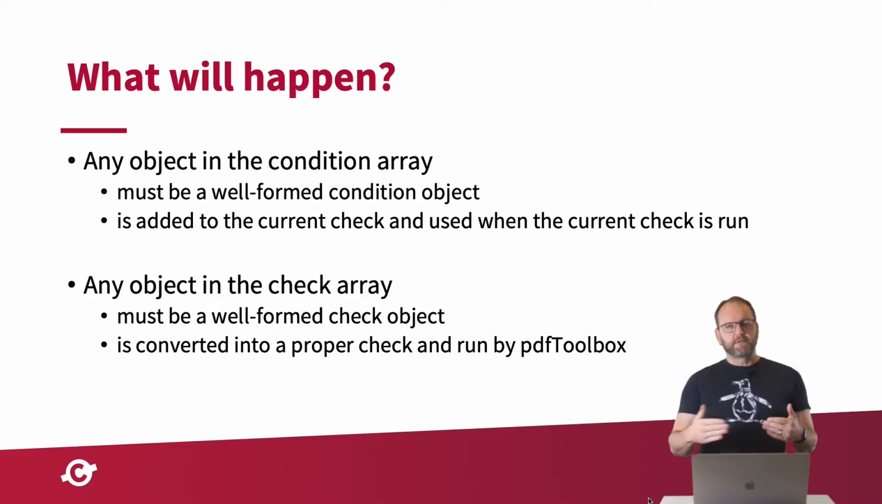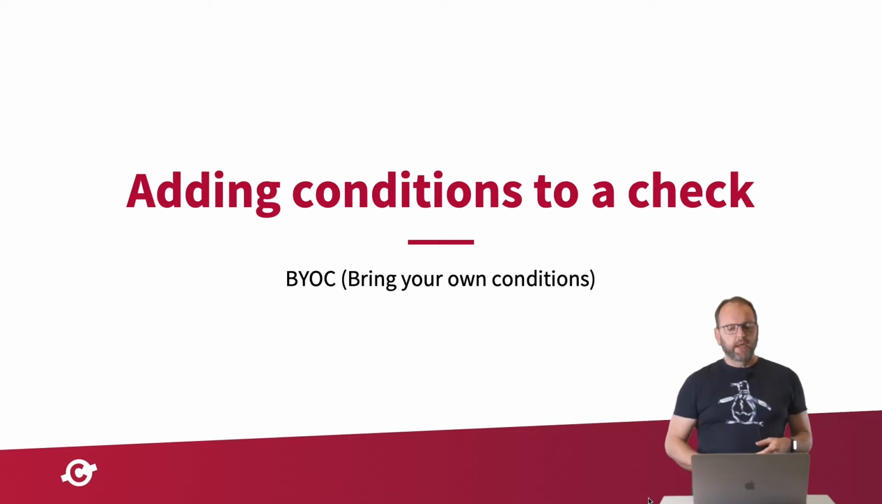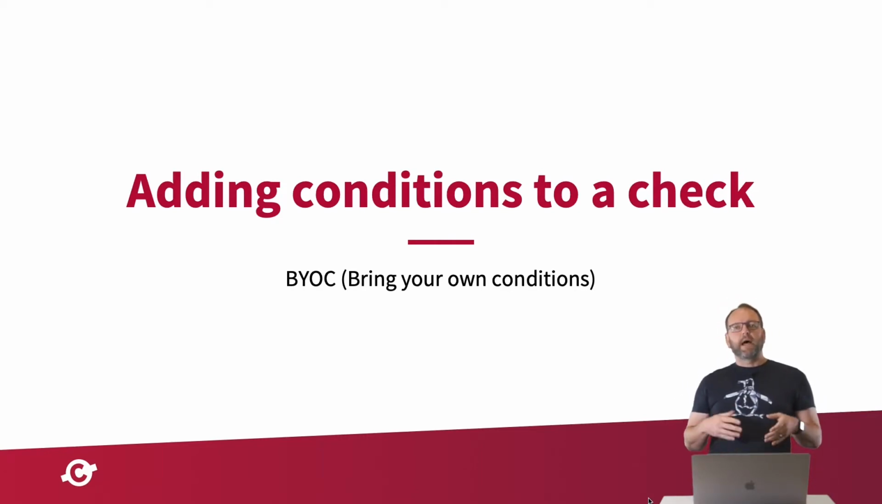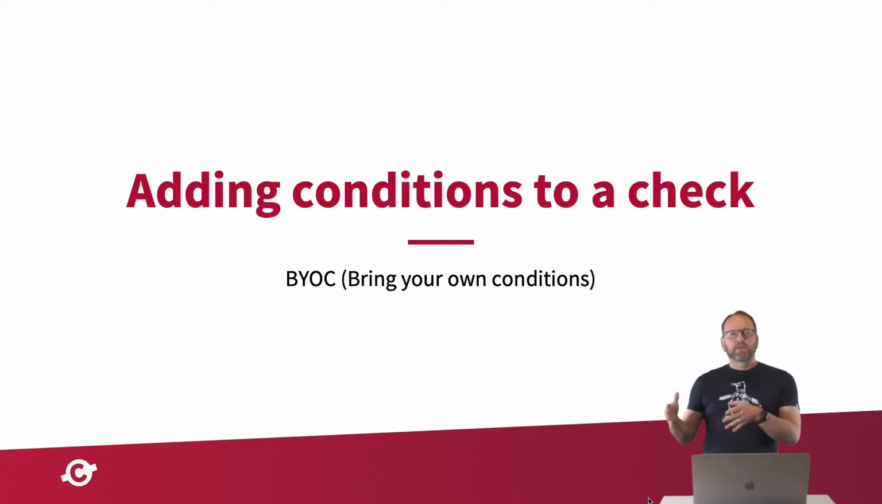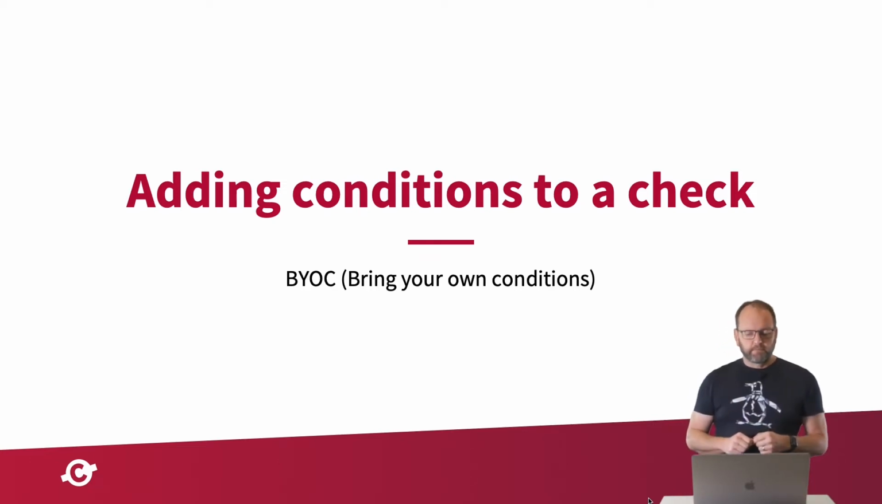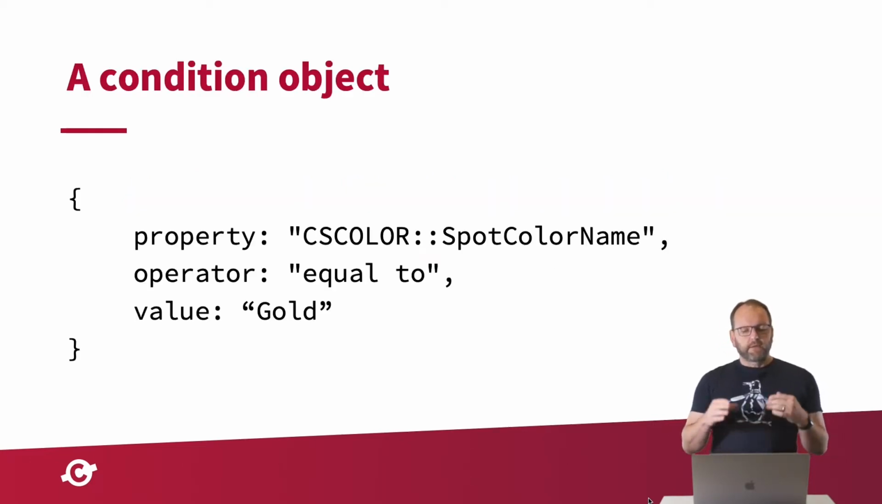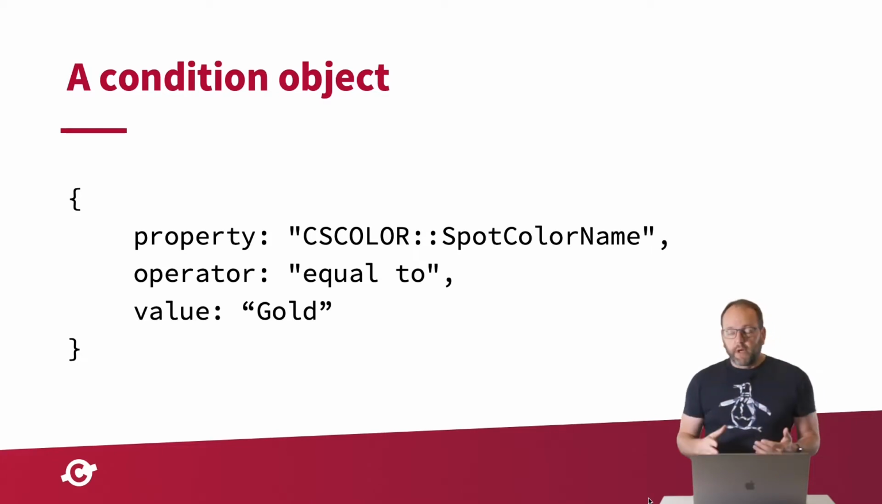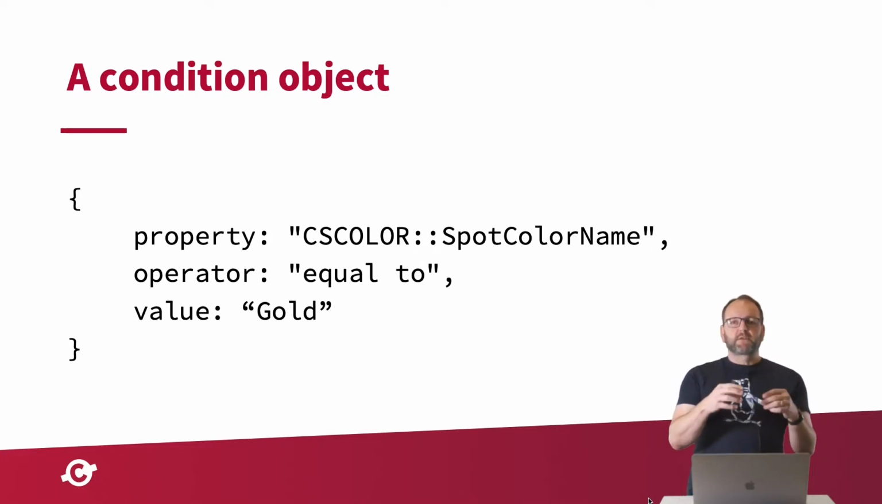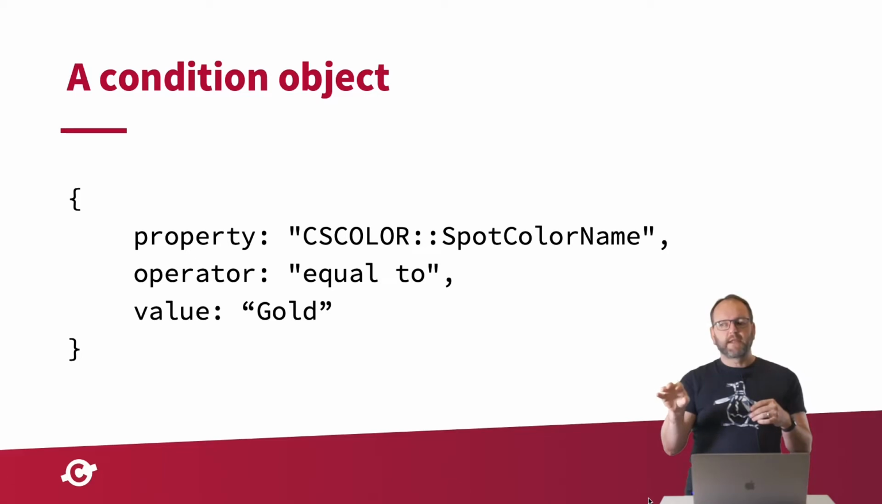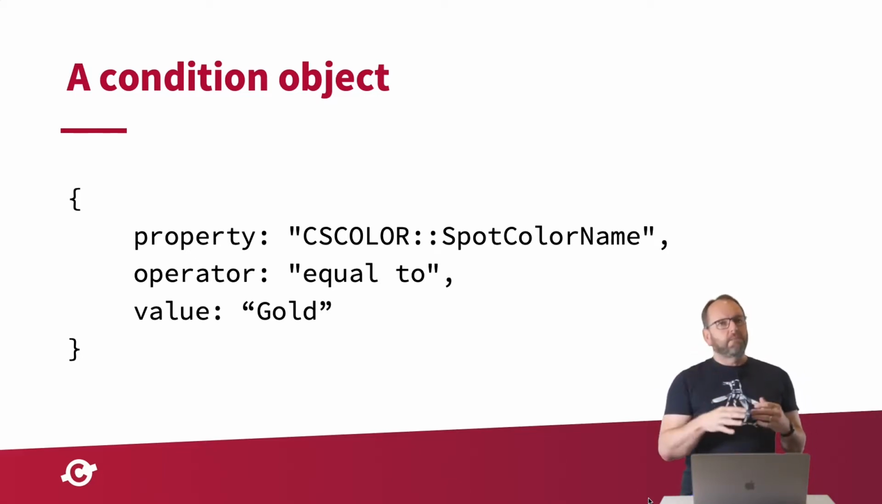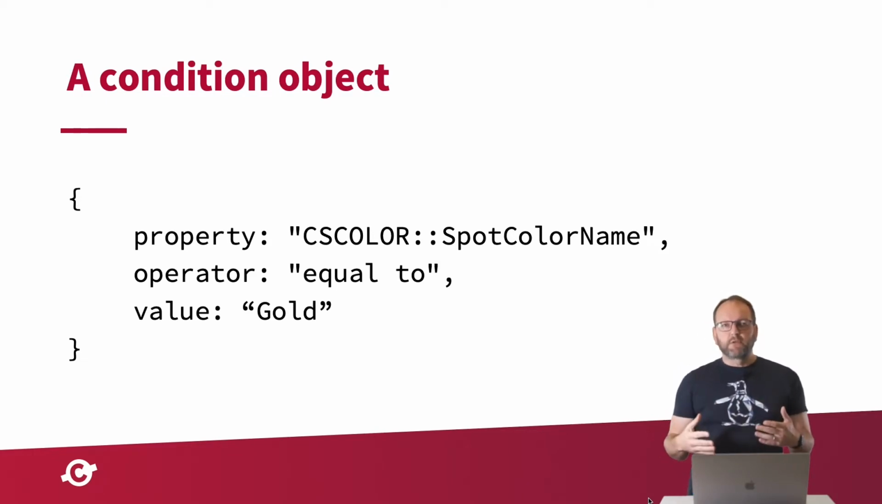So let's look at these two things independently. And we're going to start with the simplest one, how to dynamically add conditions to a check. And then we already know how to do that. We need this result object, and that has that property called conditions, and that is an array, and then I need to put condition objects in that array. The only thing we didn't know yet was how does such a condition object look? And here you have an example.